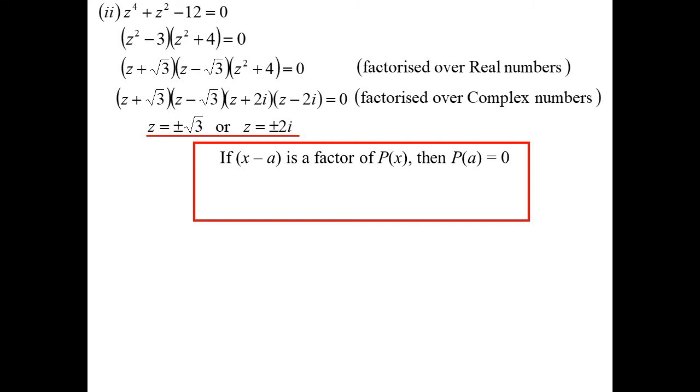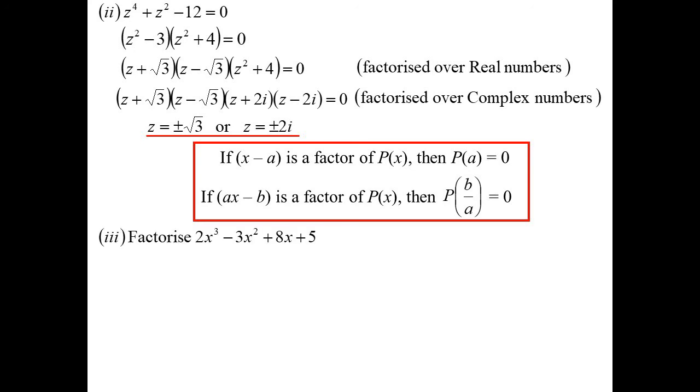So, remember our factor theorem. If x minus a is a factor, then the polynomial at a will be 0. If it's not monic, say you've got a factor of ax minus b, to prove that one, you sub in b divided by a. So let's factorise 2x cubed minus 3x squared plus 8x plus 5. First thing I know is it's a cubic, so it must have a real solution. So I'll look for that first using the factor theorem.